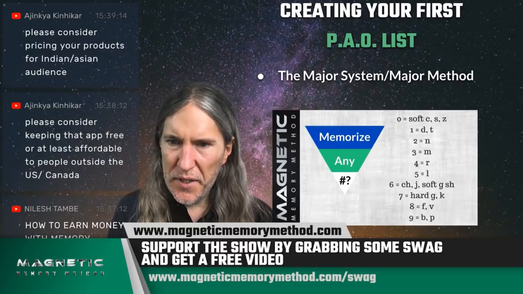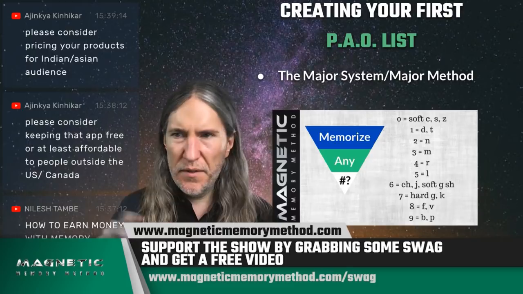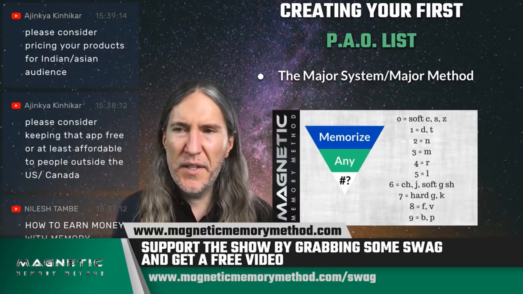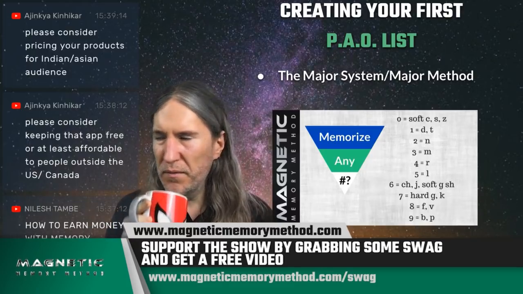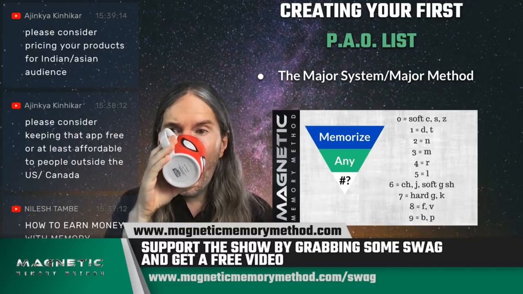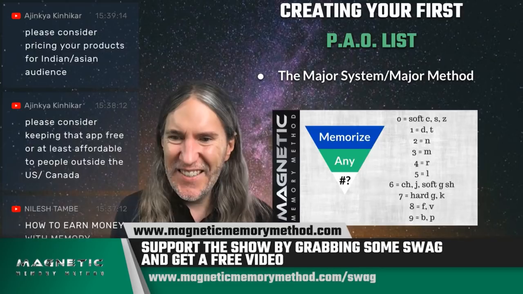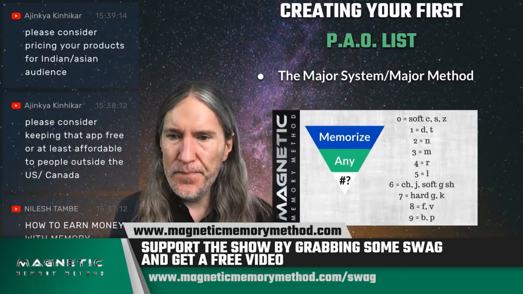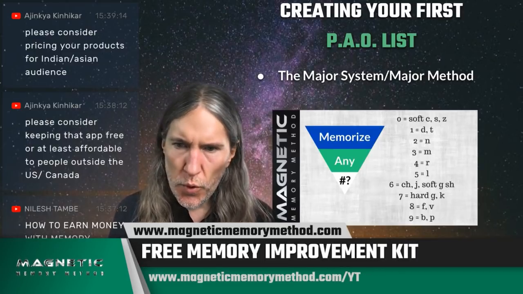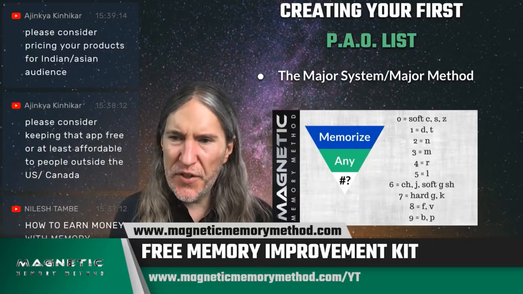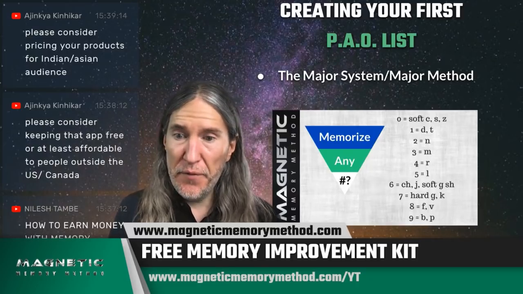So, Nilesh says, how is it possible? I only got two yeses to go through this major method. Is that really? Can that be? We need more. Let's see. So Nilesh says, how is it possible to memorize 30 objects in 1 minute, 30 or 50 objects?